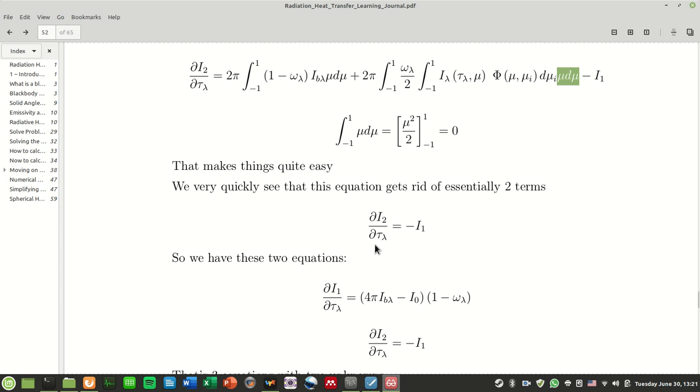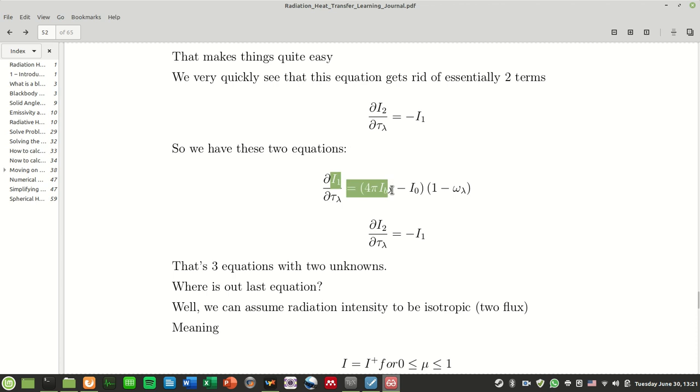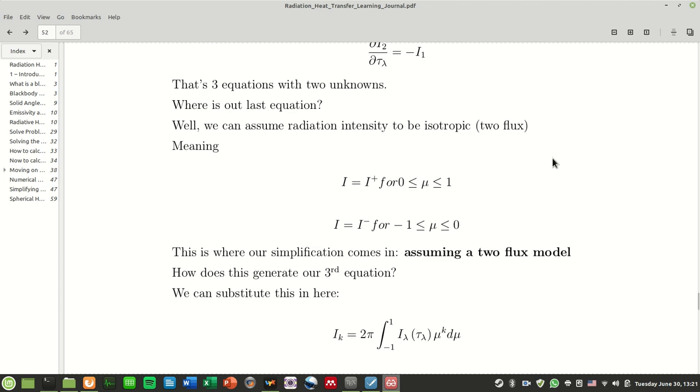So this essentially simplifies this equation a lot, and we are left with these two differential equations. Now this is actually 3 unknowns with 2 equations. You have I2, I1, the second and first moment, and I0 which is the 0th moment. So you have 2 equations, 3 unknowns. How do we get our last equation? We need to make an assumption.